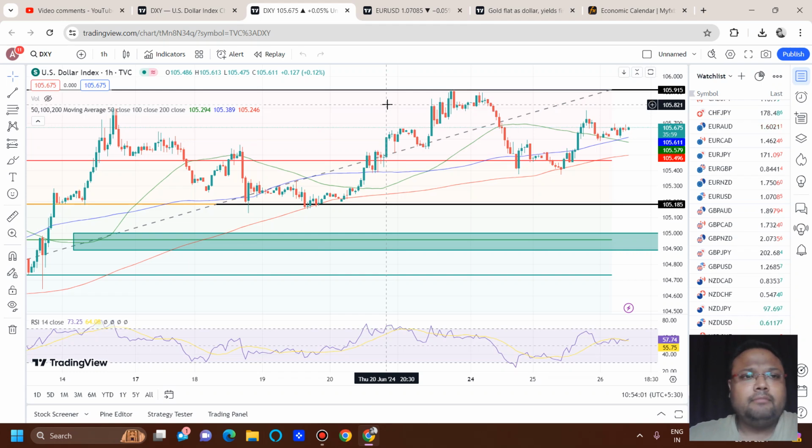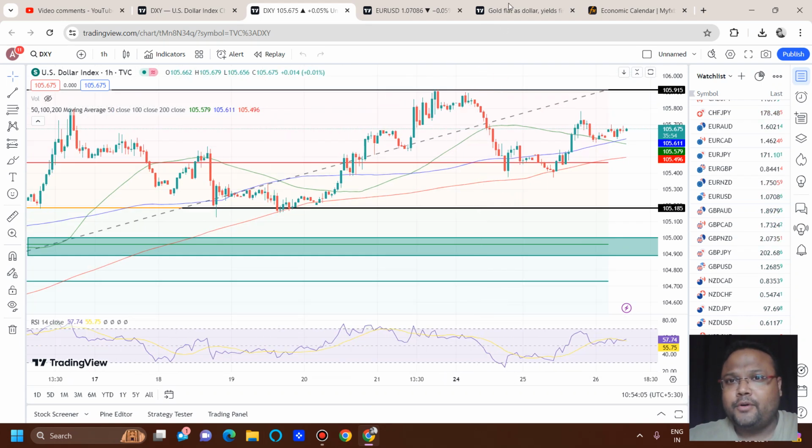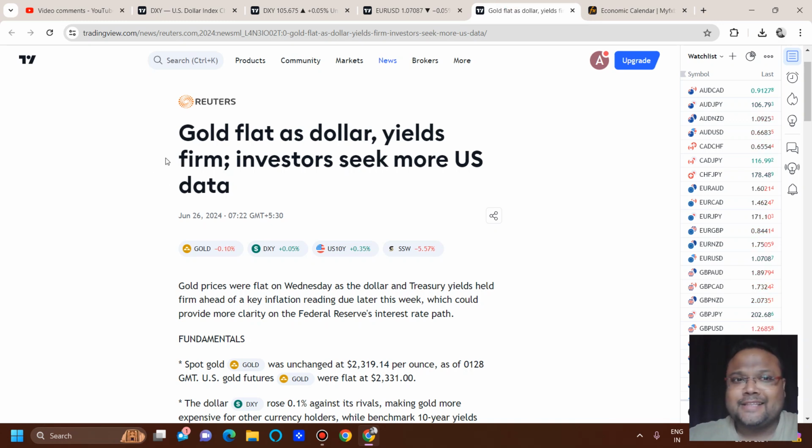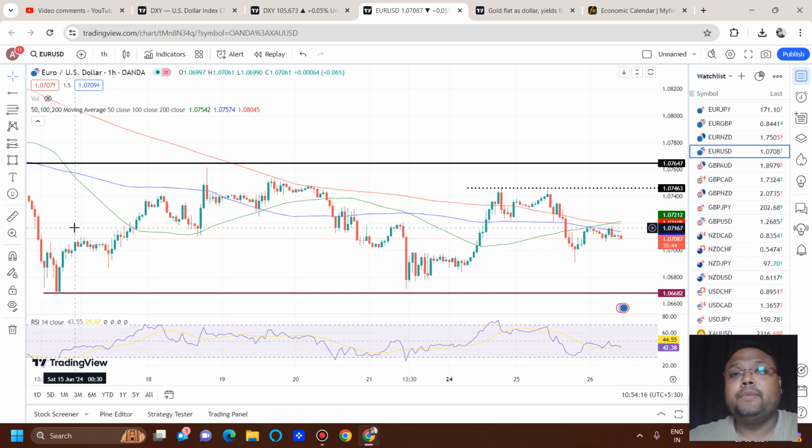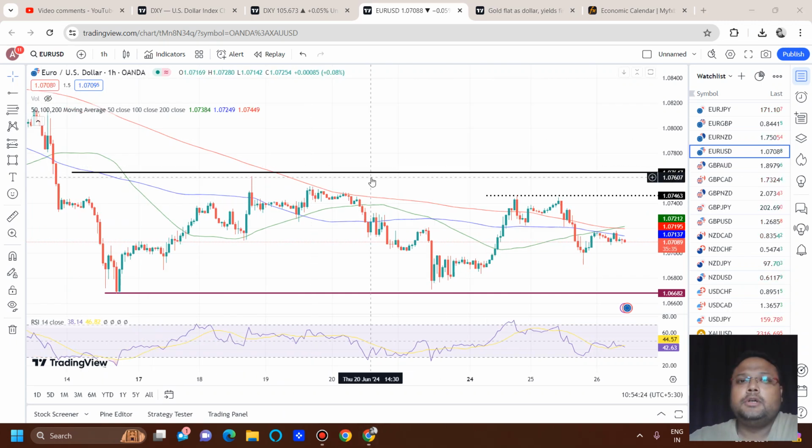Let's start with the chart of US dollar index DXY. Okay, before that, let's look at the market sentiment. Gold flat as dollar yields firm, investors seek more US data. So mostly the market is waiting for the upcoming PCE report, which is coming on Friday. So till Friday, we can expect the market to behave like this.